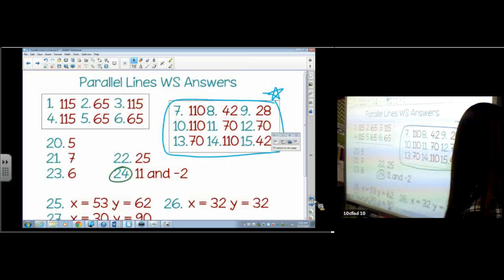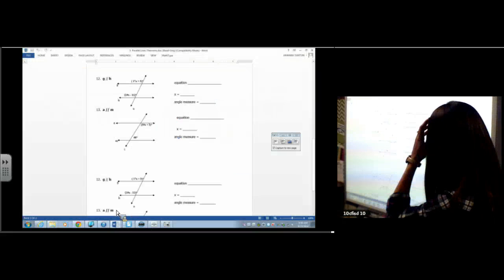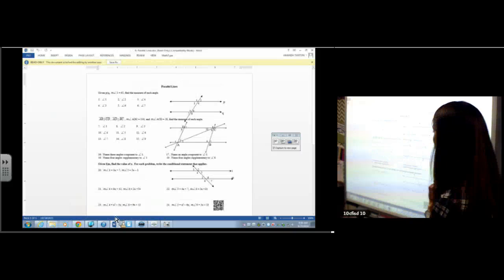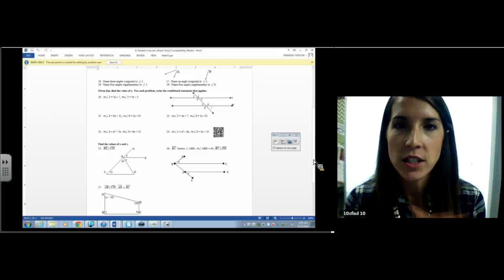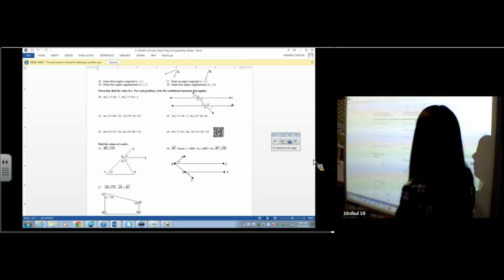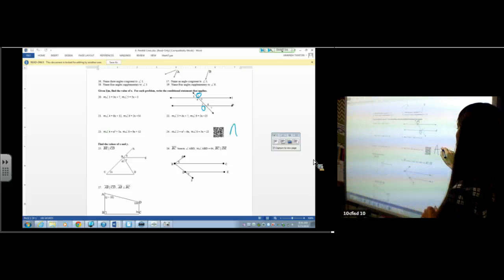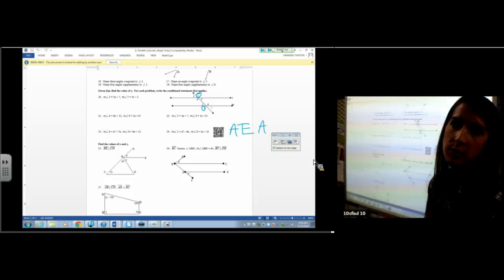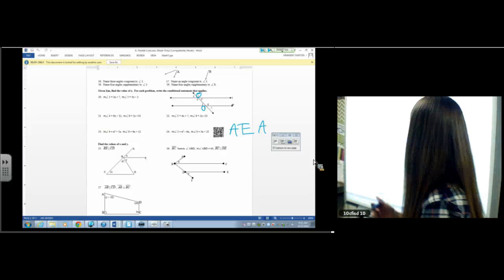The next one you wanted me to do was number 24. Now remember, in this picture, you only have two choices. They are either congruent or they're supplementary. You have no other choices. So let's look at what angles they give us. Angle 2 and angle 8. First thing you do is write down the vocab word. Alternate exterior angles. If it doesn't start with an S, then they are congruent. So those two angles are congruent.